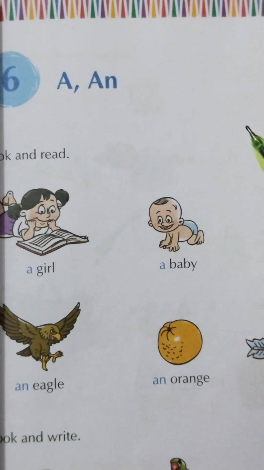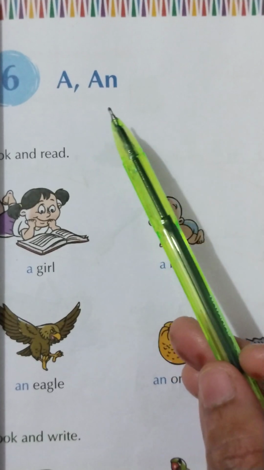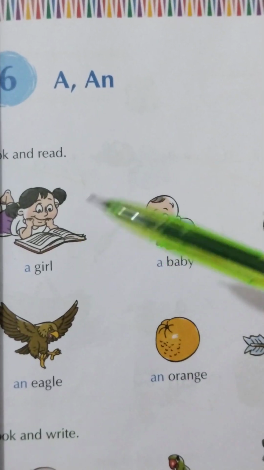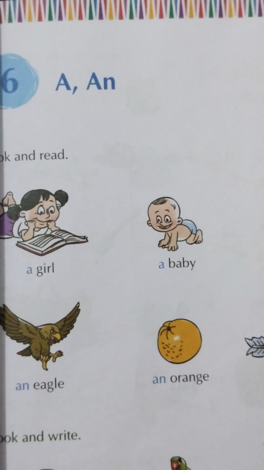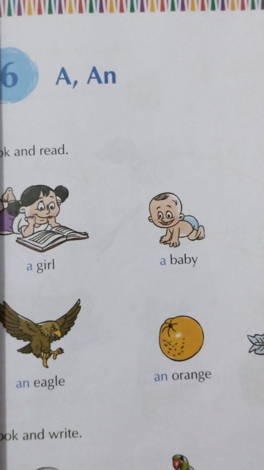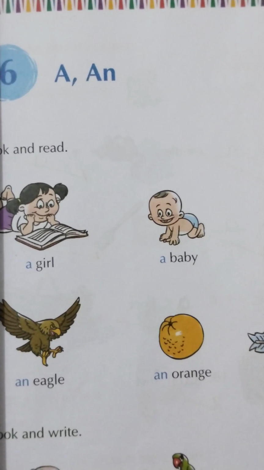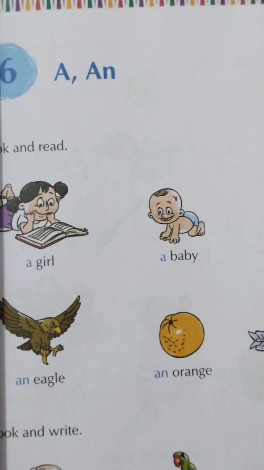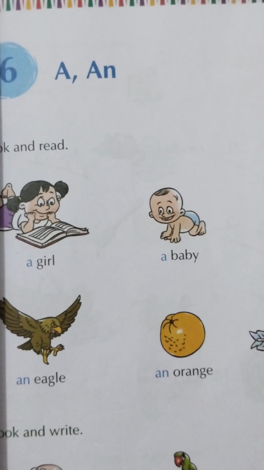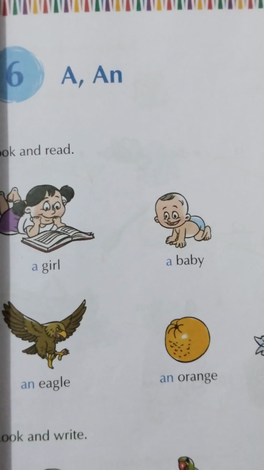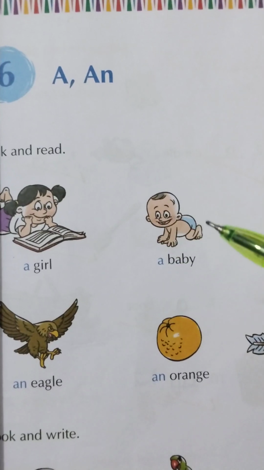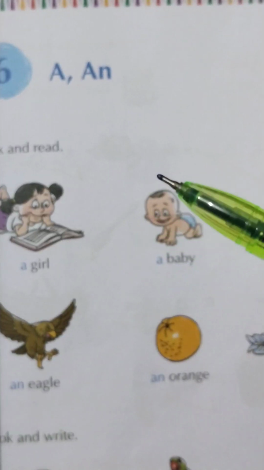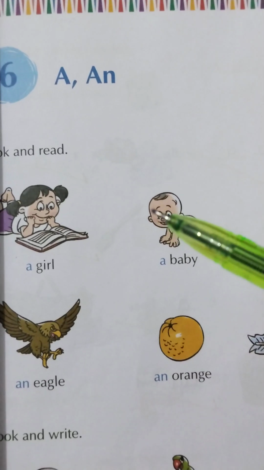Today we are going to learn how to use a and an. We use a and an when we talk of one thing. We use a if the word begins with a consonant sound. We use an if the word begins with a vowel sound. Remember, the vowels are a, e, i, o, u, and the rest all are consonants.